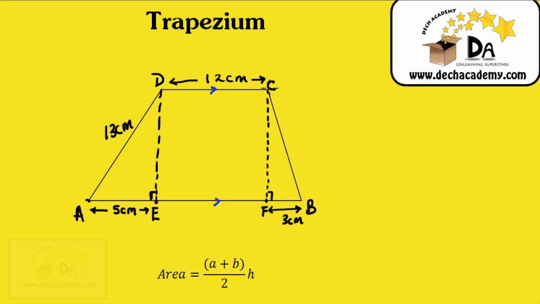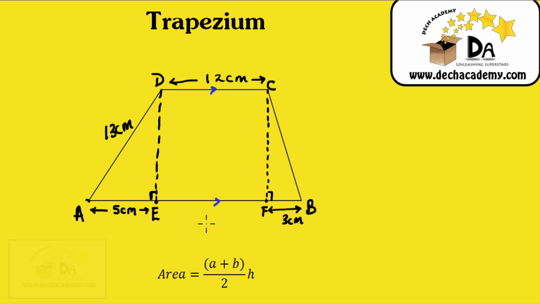You're also told that if you draw a vertical line from point C down to the line AB, it intersects the line AB at F, and FB is 3 centimeters. If you're required to find the area of the trapezium, what do you need? You need the length of the parallel sides and the perpendicular height of the trapezium, which is equal to the length of line DE or line CF.